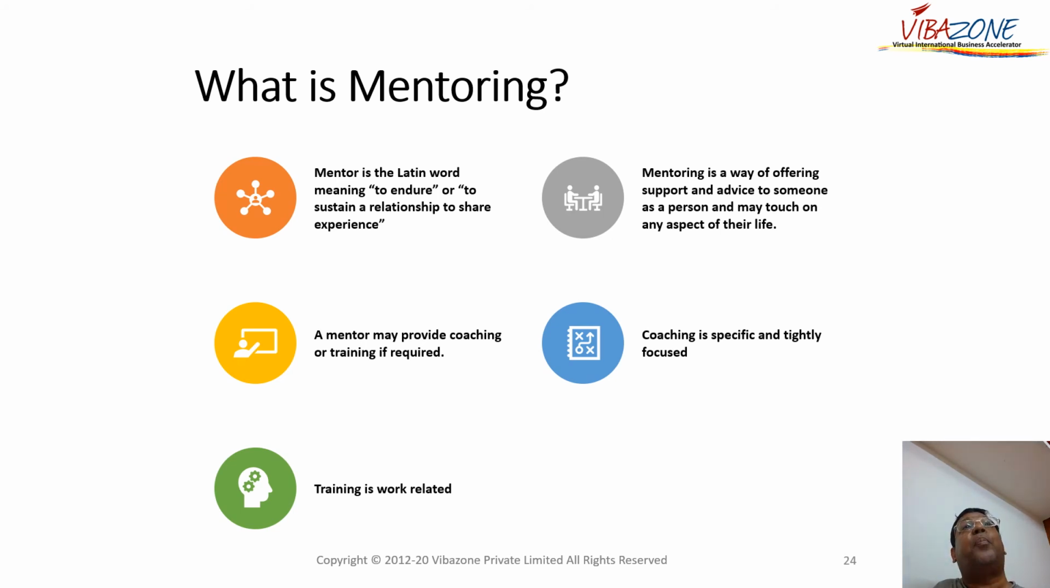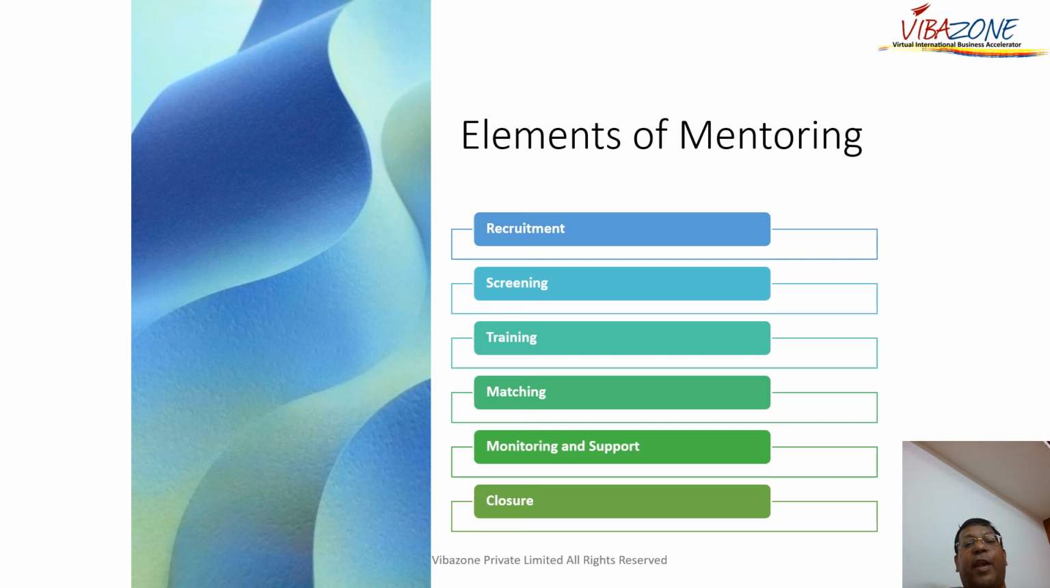Mentoring is a way of offering support and advice to someone as a person and may touch on any aspect of their life. Elements of mentoring: first, we need to recruit. Then we need to screen them. We need to train even our mentors because mentors need to know what they have to do. After that, we have to match the mentee and mentor. Then we should provide them mentoring support, checking on them. Finally, closure. These are the elements.